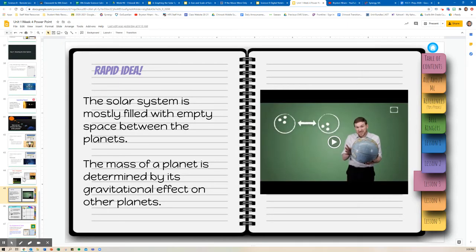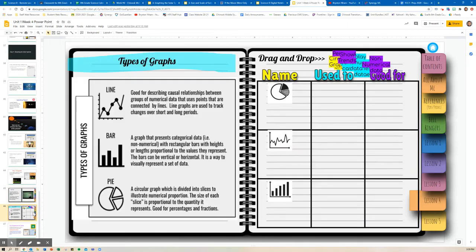And then what you're gonna do, guys, is I put you in breakout groups, but if you're doing this on your own, what you're gonna do is drag and drop these three types of graphs. Okay, we have line, bar, and pie graphs. Okay, for each of these, you are going to drag.